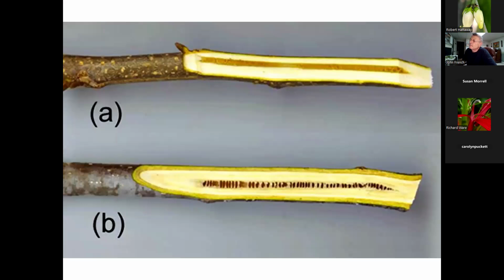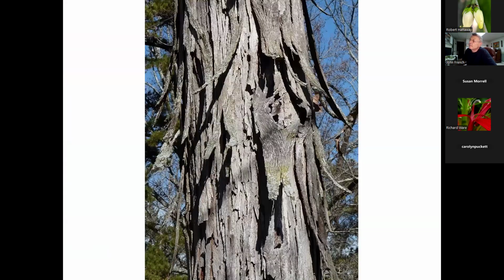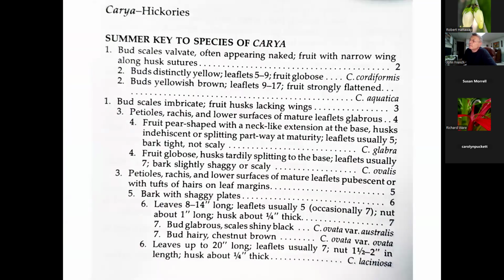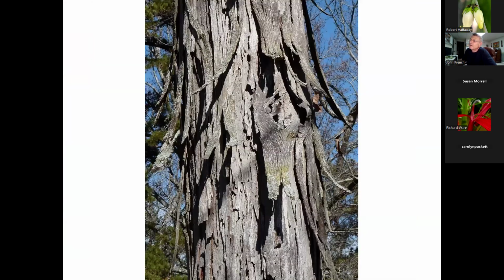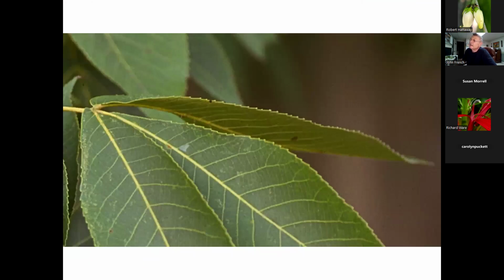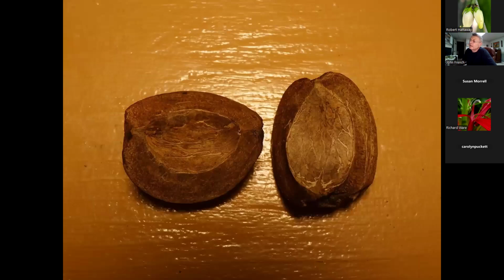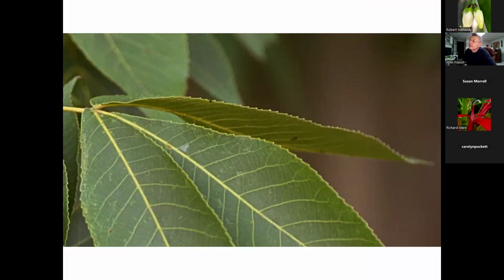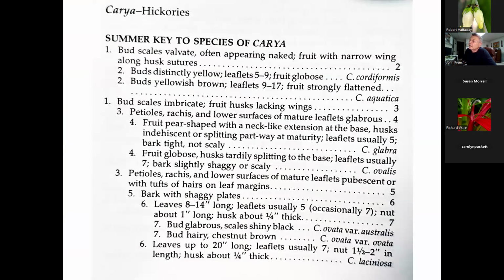So the scales are there, overlapping. Let's go back to the key real quick. Okay, so the bud scales are imbricate. That means overlapping. Fruit husk lacking wings. Now I don't think I put a picture in there of that, but myristiciformis also has wings on its fruit. But our fruit, of course, does not have any wings. I hope everybody can see that. I think I'm being too simple, especially with people like Mr. Rich Reeves, if he's here.